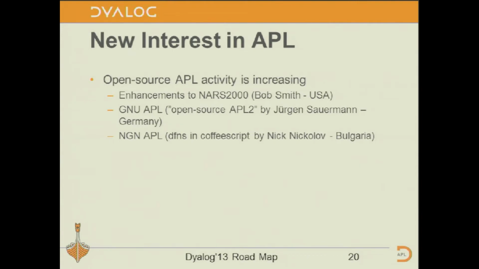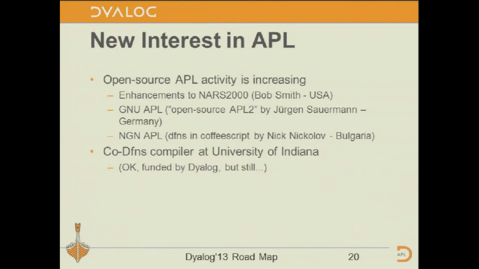So Bob is still doing his NAS 2000. This year we've seen 2 new open source APL systems, the release of GNU APL and a very, very exciting project by a Bulgarian who's built an APL interpreter in JavaScript so that it runs entirely within a browser. And then the work at the University of Indiana on the co-dfns compiler, which, yes, we're funding it, but Aaron had gotten interested in this on his own before we started helping him focus.